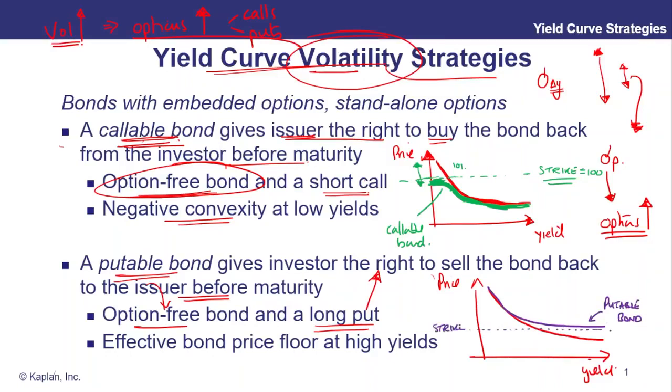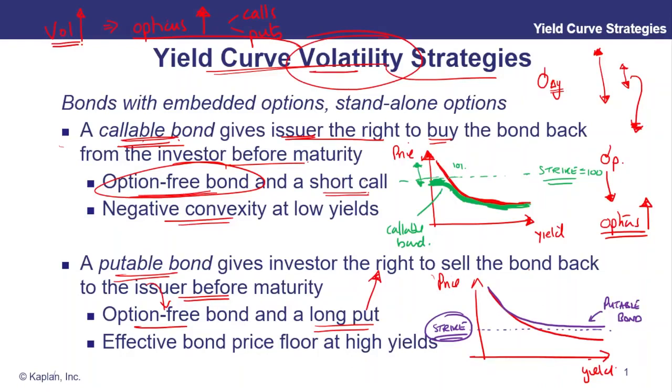Nobody would sell the bond below the strike if the bond was imminently puttable. Instead, they would choose to put the bond back to the company. So it puts a floor on the bond price when yields are high. Notice there's no negative convexity there.